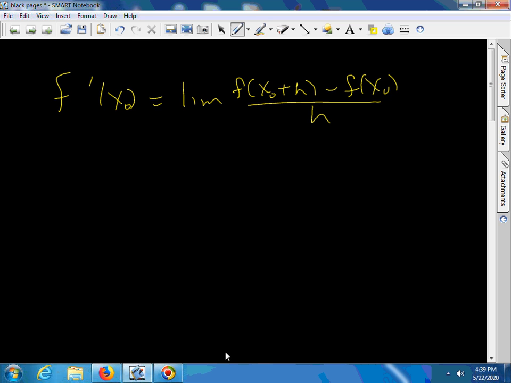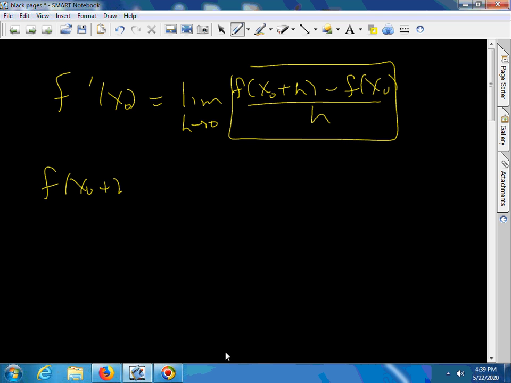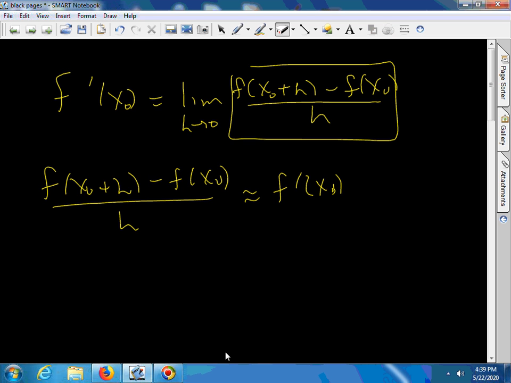We know this. But what if we remove the fact that we're taking the limit as h goes to 0? Well, what happened then is this, the difference quotient, well, it's approximately the derivative. In fact, for h fairly small, it gives a good approximation. For h really big, you don't really know.